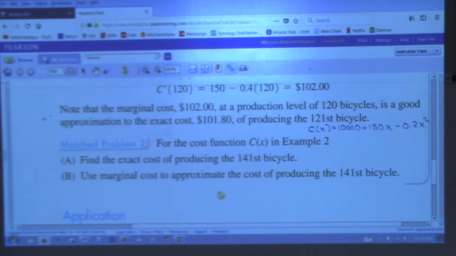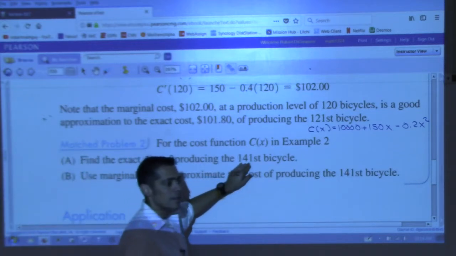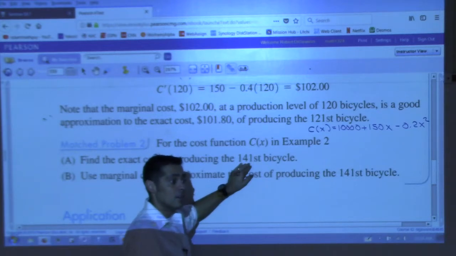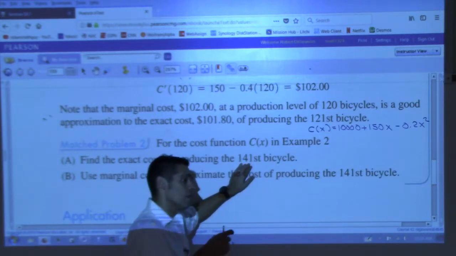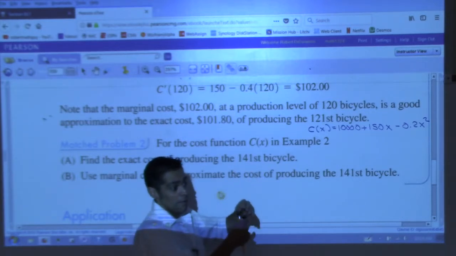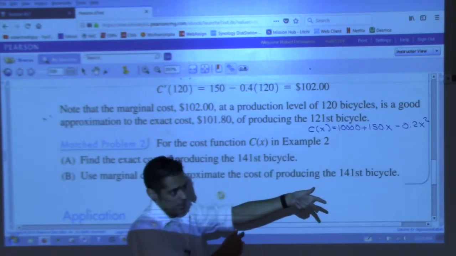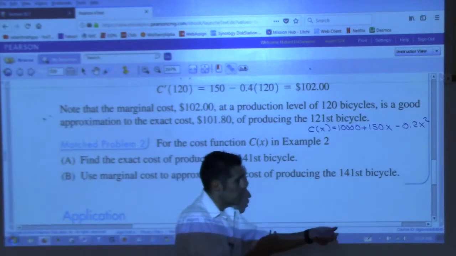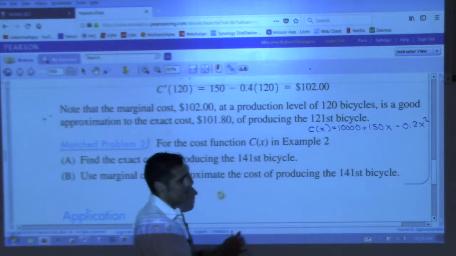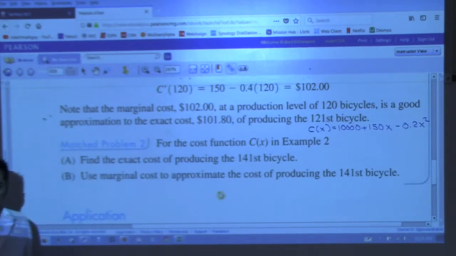We want to know the exact cost of 141, right? So we're going to do the cost at 141 minus the cost at 140. We're not going to do the cost at 142 minus 141. That would give us the cost of making the 142nd bicycle, because we're going from 141 to 142. We want to actually go from 140 to 141. Okay? We good? Let's move on.